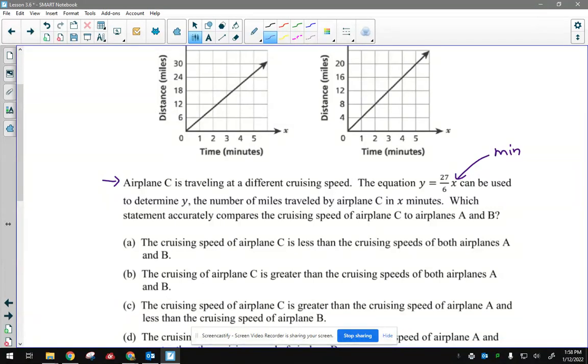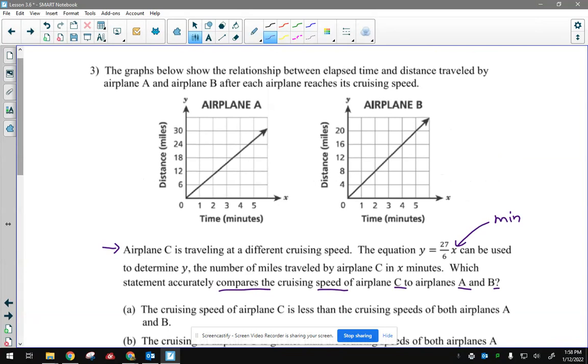Which statement accurately compares the cruising speed of plane C to airplane A and B? This sounds terrible. I don't think we have enough space on the board. So it does, because all we're doing is comparing the speed of all three. So let's find the rate of change for airplane A. Slope equals... what's the rate of change for airplane A?